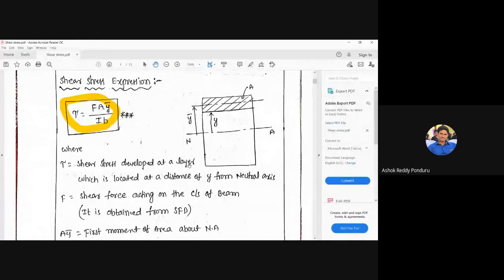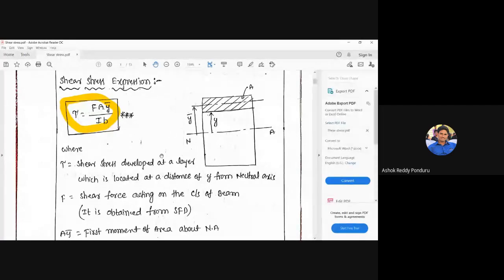Developed at a layer which is located at a distance of y from the neutral axis. What does it mean? Suppose, for example, I want to calculate the shear stress at this plane here. At this layer, I want to calculate the shear stress. If you want to calculate the shear stress at that layer, then what is the meaning of that?